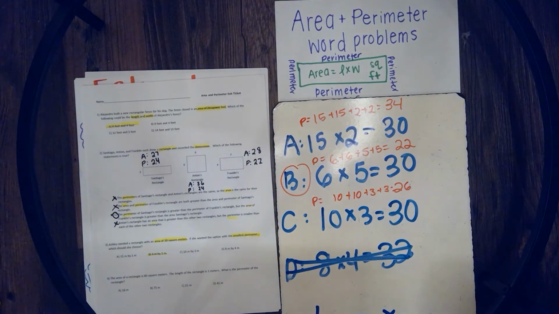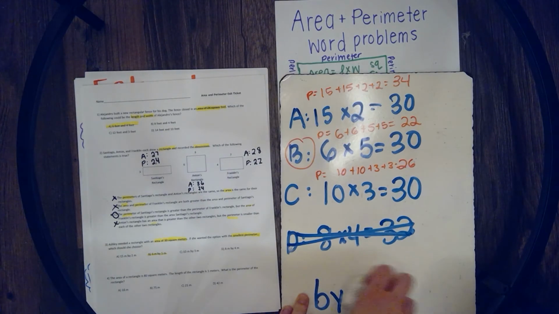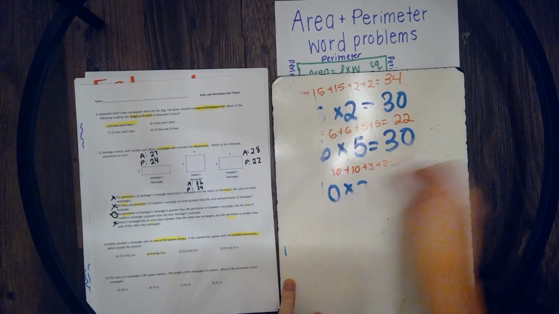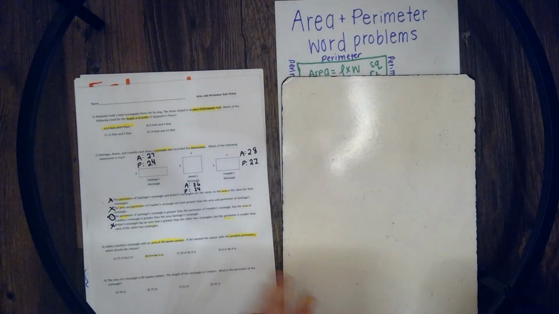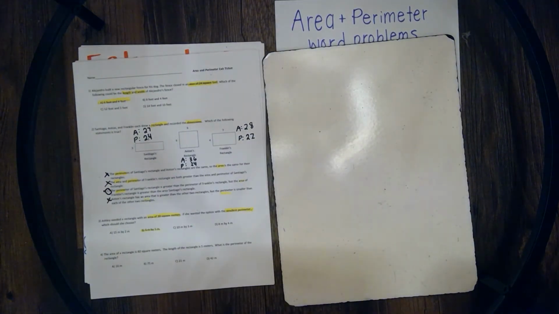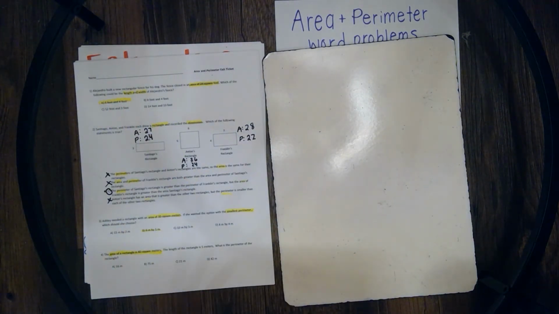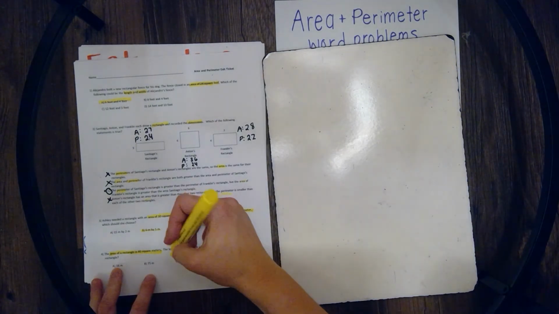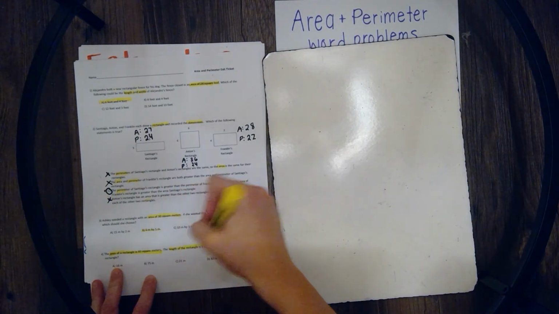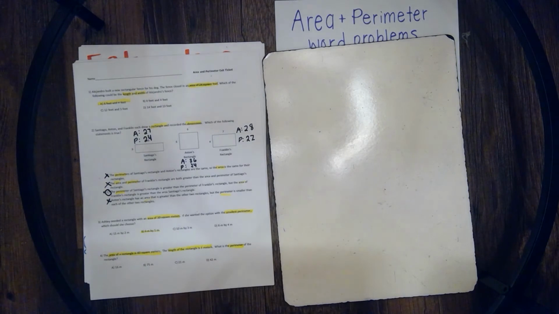All right, guys, last one. Number 4. The area of a rectangle is 80 square meters. The length of the rectangle is 5. What is the perimeter of the rectangle? Lots of keywords in this one too. The area of a rectangle is 80 square meters. All right. The length of the rectangle is 5. What is the perimeter?